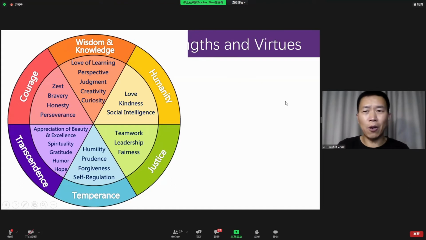So here they are. For example, wisdom and knowledge, there are 5 of them. Love of learning and perspective. So you have a different perspective from other people. When other people cannot resolve the problem or they cannot see the essence of a problem, you can often see it and help other people. Other people often come to you for suggestions and judgment. You can make good decisions.